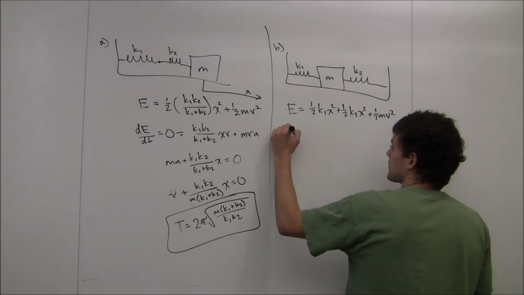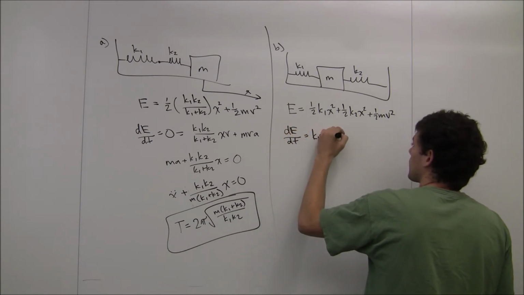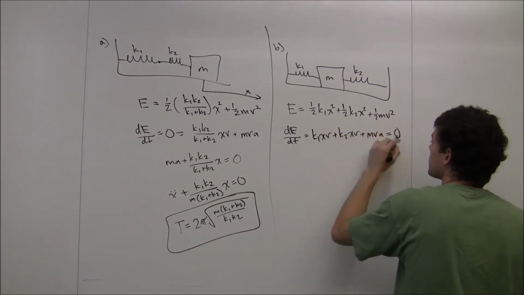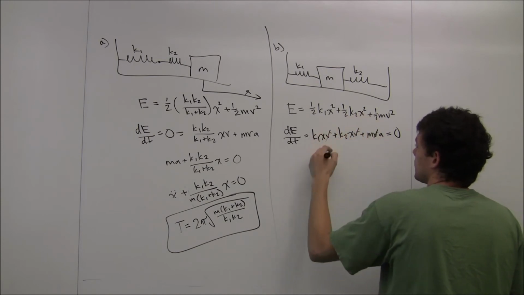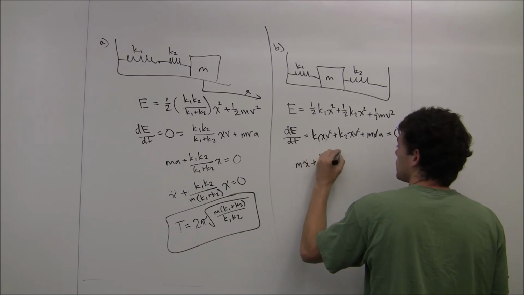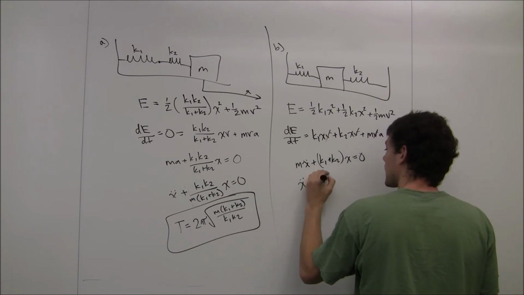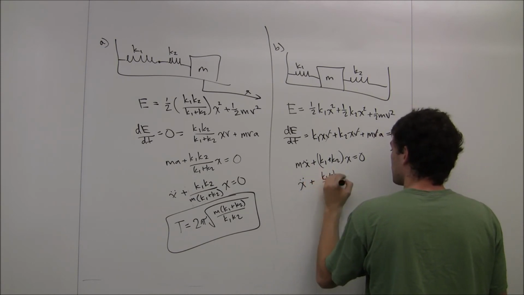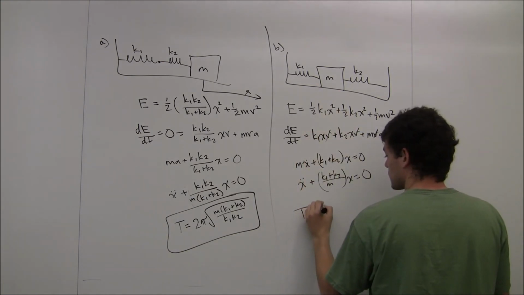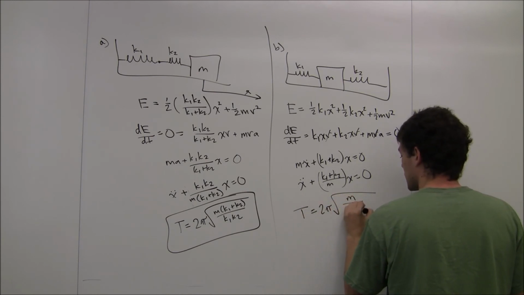And so differentiating this, we get dE/dt equals K1 x v plus K2 x v plus m v a equals 0. Again, all of the v's cancel out, and we get m x double dot plus K1 plus K2 times x equals 0, which gives us x double dot plus K1 plus K2 over m times x equals 0. And our period for this system is going to be 2 pi times the square root of m over K1 plus K2.